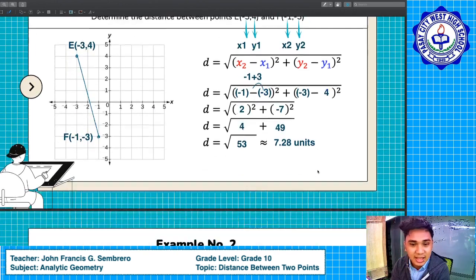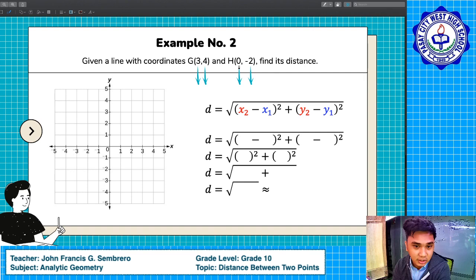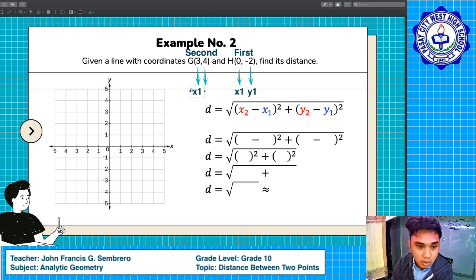Let's have another example. Given a line with coordinates g (3, 4) and h (0, negative 2), find its distance. This time, I will be considering this as my first point, first coordinate, and this is my second coordinate. Again, whichever you choose first or second, you will still arrive at the same answer as long as you substitute properly. So if that's the case, this will be my x1, and this is my y1, right? And this will be my x2 and my y2.